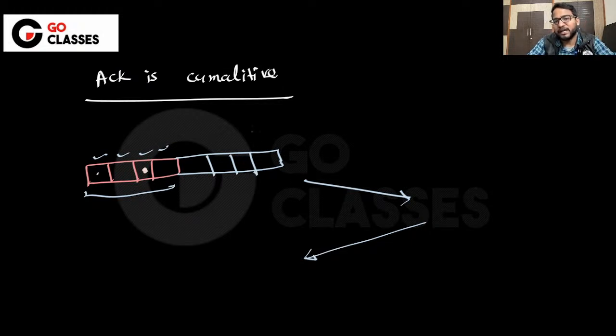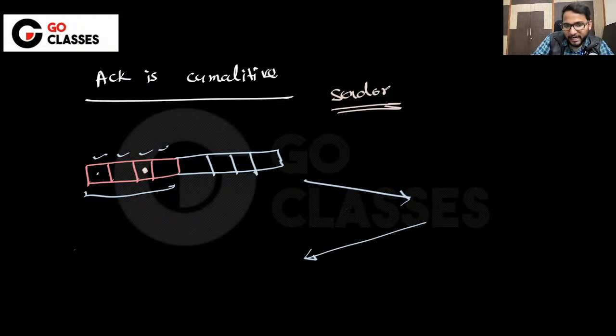So from the sender side, just look at the sender. If the acknowledgement is cumulative, then whenever you receive any acknowledgement, you will assume that everything till this point has been received. Okay, I hope you understood this. So cumulative acknowledgement means whenever you receive something, then everything till this point has been received. So this is at the sender side, but at the receiver side, let's just see what happens.